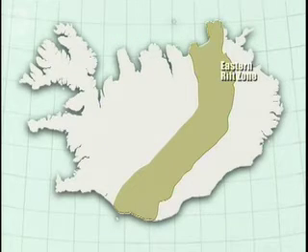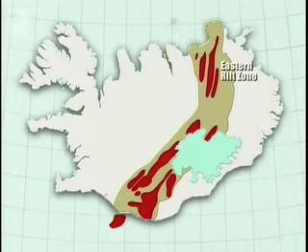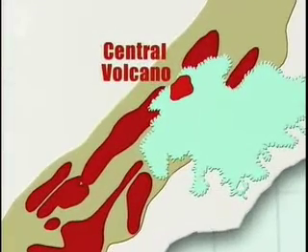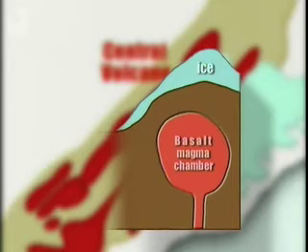So let's now look at how basalt volcanism is organised in the eastern rift zone. Fissure swarms in the eastern rift zone are different to those in the western rift zone because they are always connected to a central volcano. A central volcano is a volcanic structure beneath which is a magma chamber that traps basaltic magmas as they ascend from the mantle.